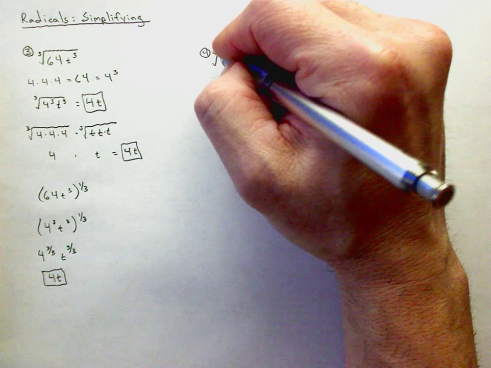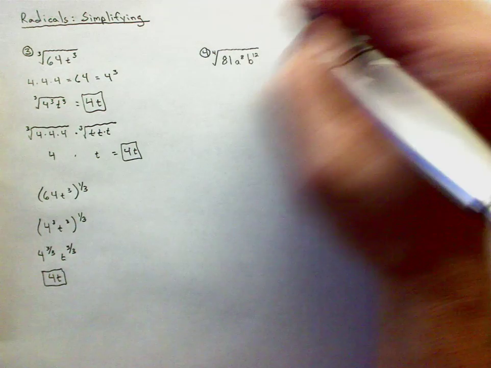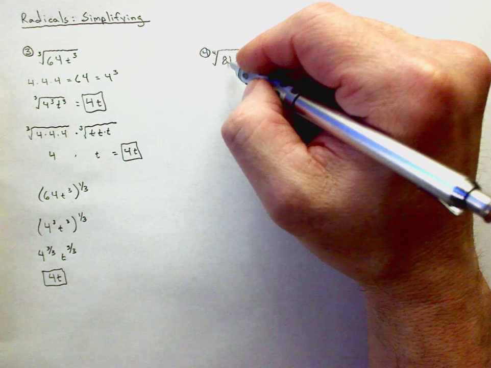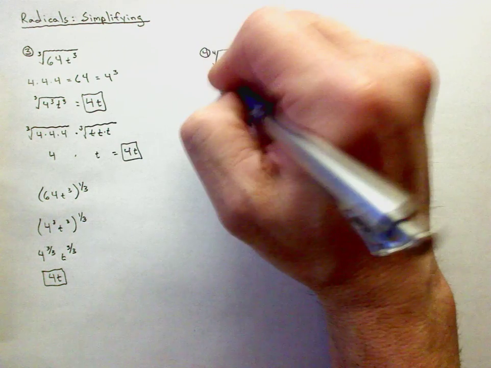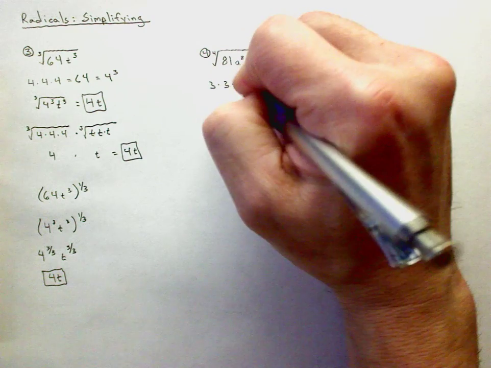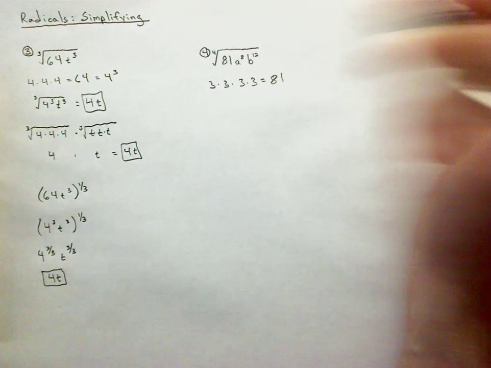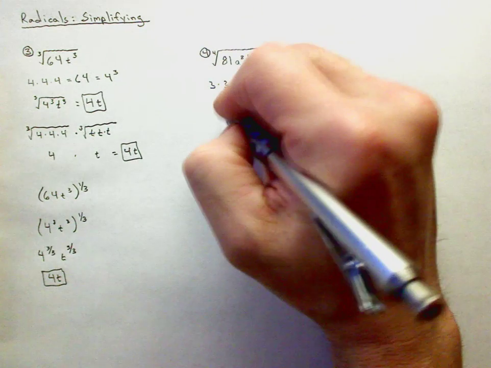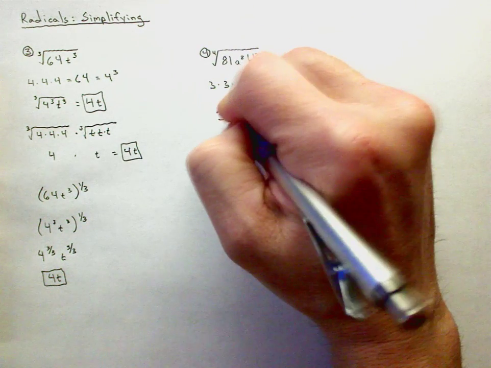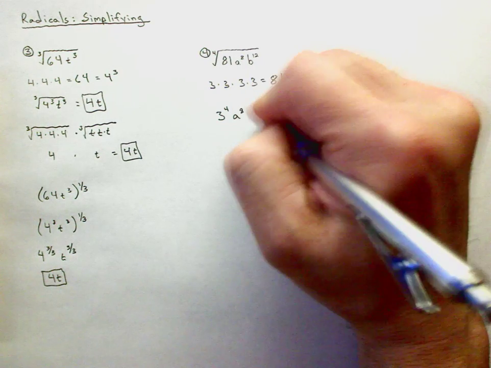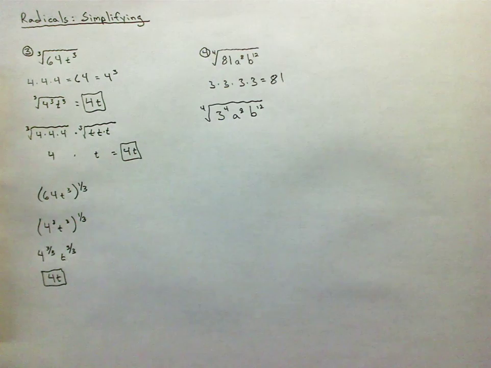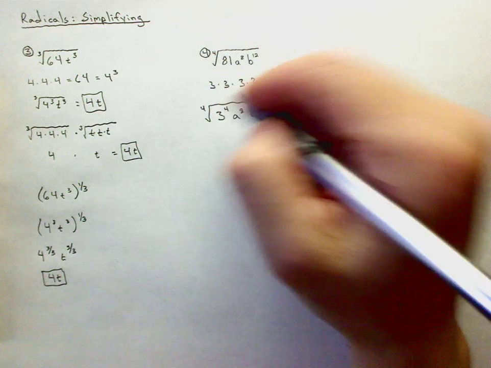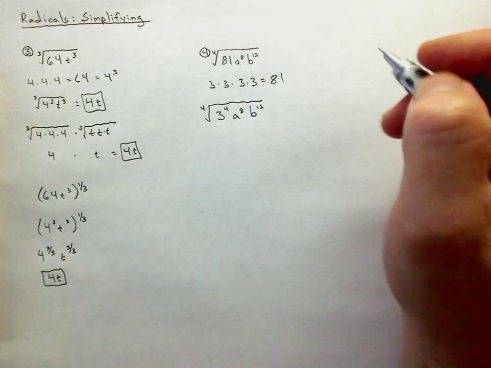Now I have a fourth root. So I need to be able to look at this and say, okay, what number can I multiply by itself 4 times and equal 81? Well, 3 times 3 times 3 times 3 will equal 81. So I have 3 to the 4th, all to the 4th. Now this is why I like using exponents instead of the radical symbols. I think it helps me to visualize and see the math easier.